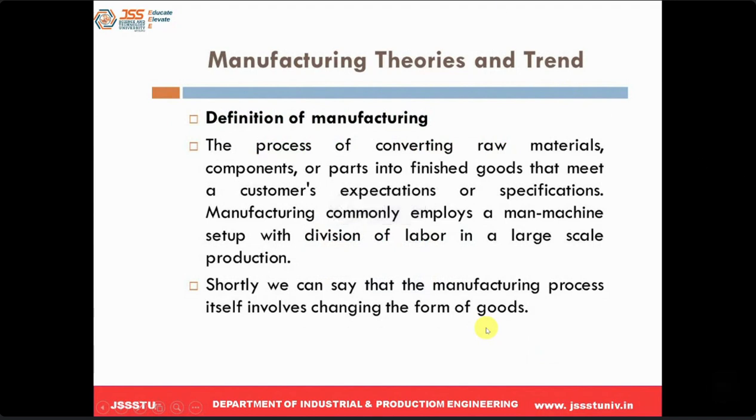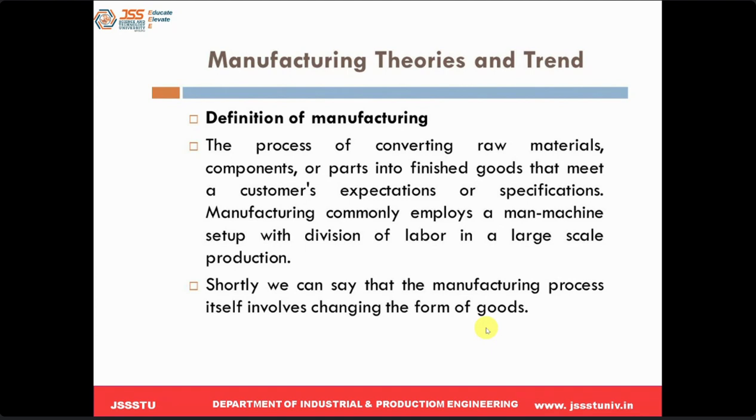The manufacturing definition. What is manufacturing? Converting a raw material into a finished product. In order to convert a raw material into a finished product, we require a lot of processes. Not only processes, it also requires a lot of tools, to complete the conversion of that raw material into a finished product.